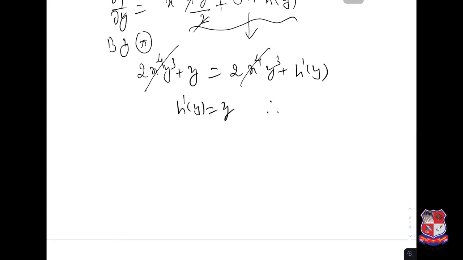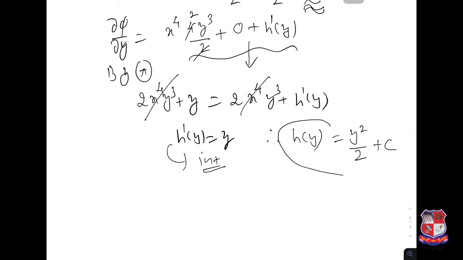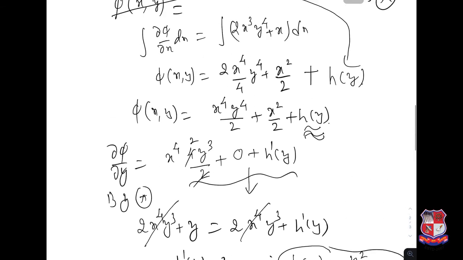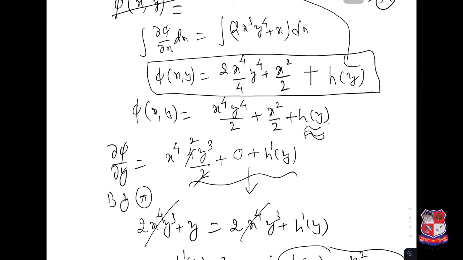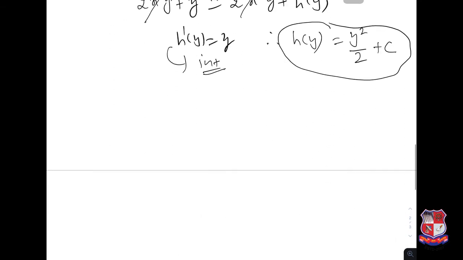And so h of y, again you take the integration. If you take the integration, h of y equals y square by 2 plus some constant c. That is the integration with respect to y, because h is a function of y. So now h of y is y square by 2 plus c. And here we have phi of xy. In this phi of xy, we put the value of h of y. That's our answer.